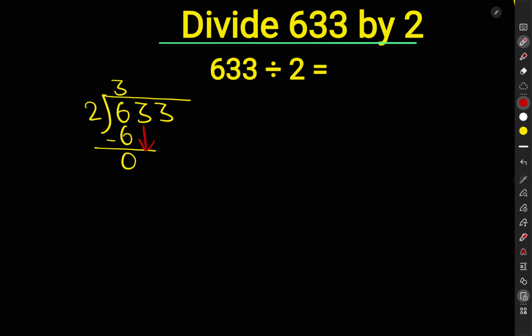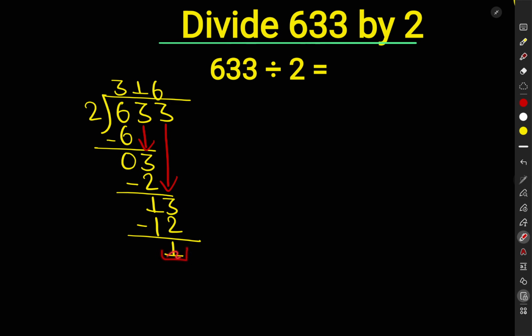So now we put down this 3 and 2 times 1 is 2. On subtracting we get 1. So now again we put down this 3 and it is 13. So 2 times 6 is 12. On subtracting we get 1.